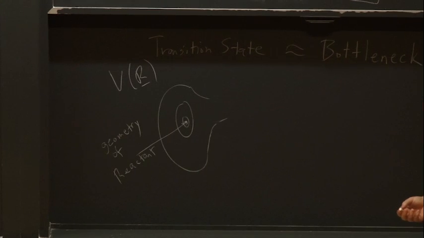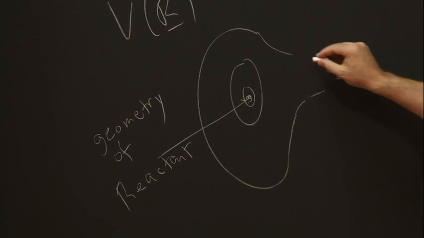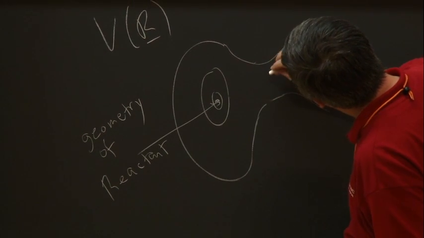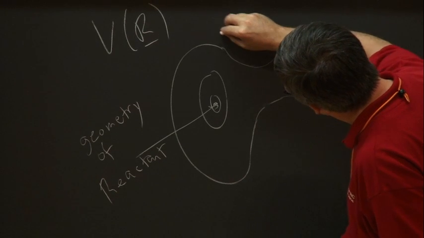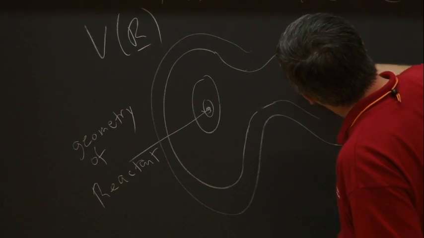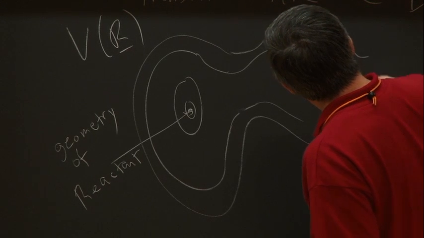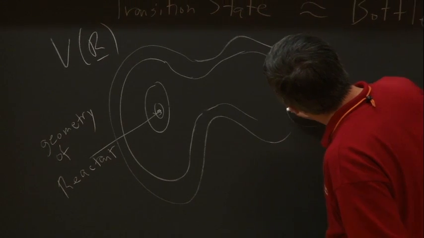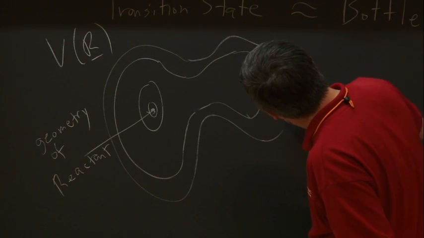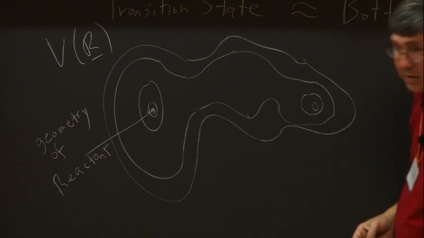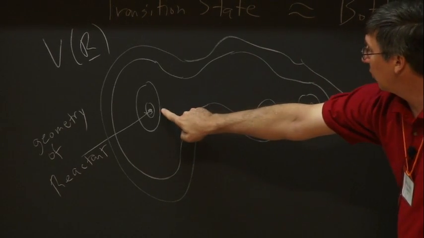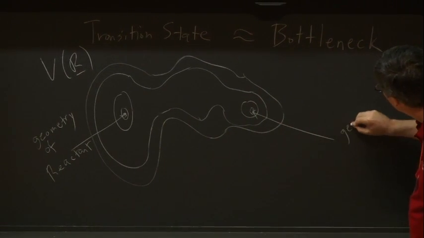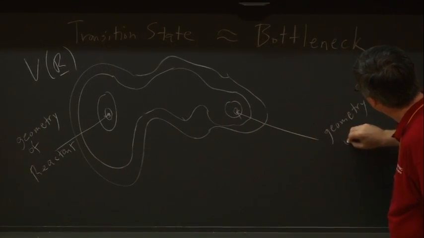Okay? And I have all these contours going up. And somewhere over here, I have another valley. So this might be my potential surface. Here's my equilibrium geometry of my reactant. Here's my geometry of my product.